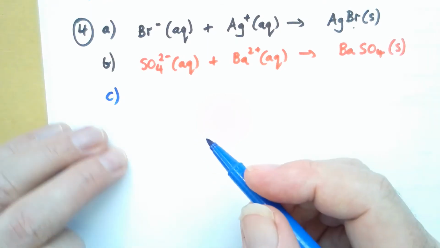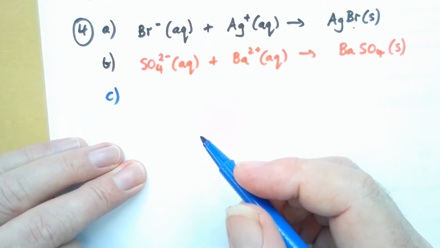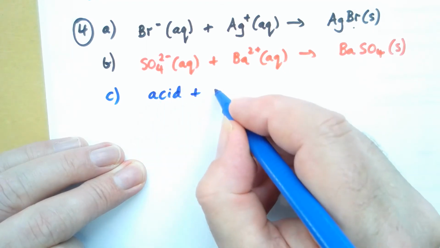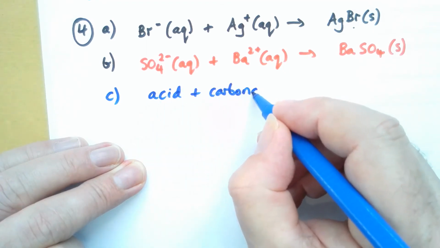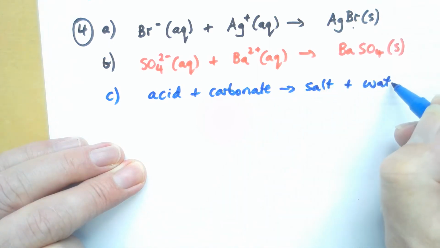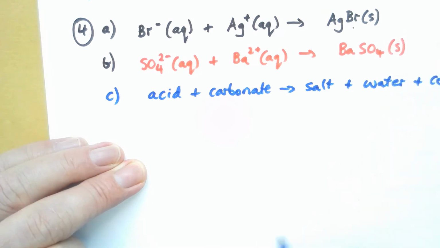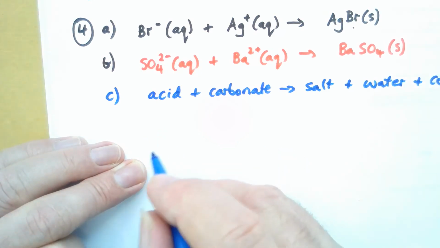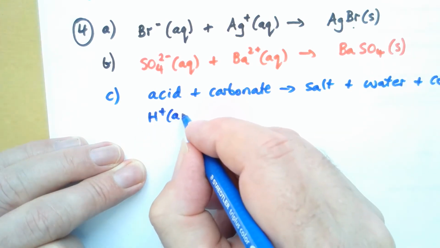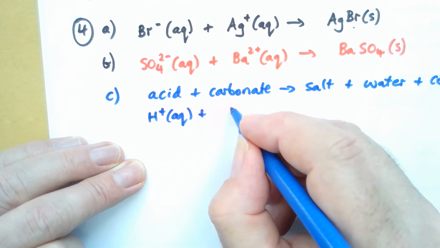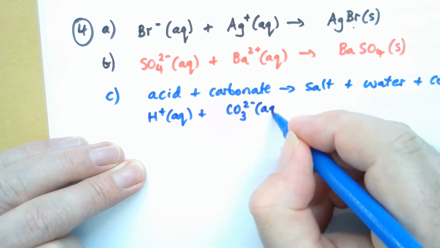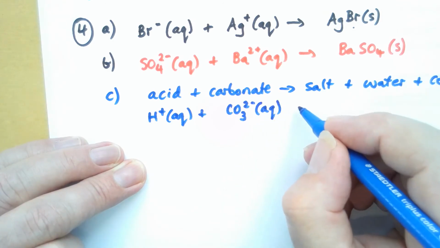Part C, the test for carbonate. So we know that acid plus carbonate gives us salt plus water plus CO2. Acid is going to be some H+ ions in aqueous solution. Carbonate, CO3 2-, again in aqueous solution.